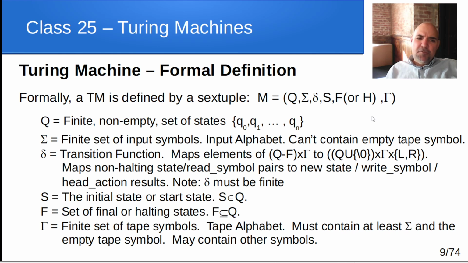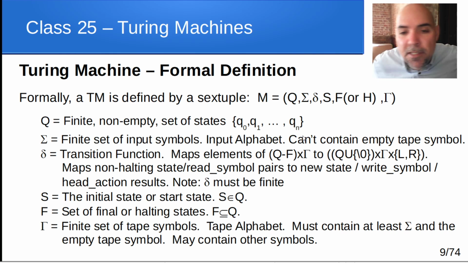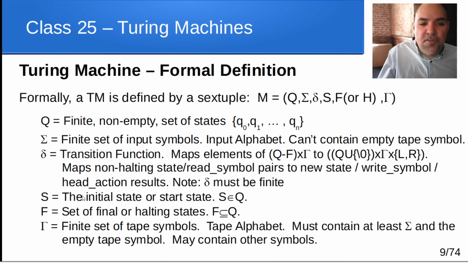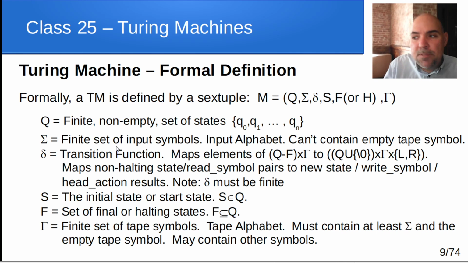All right, so let's focus on that transition function and what makes it different. Well, first off, let's just go through these. Q is a finite non-empty set of states, just like it was for DFAs and NFAs and push-down automata. Sigma is a finite set of input symbols. That's our input alphabet. The only rule about that is that it has to be finite, and those input symbols cannot contain the empty tape symbol. So the empty tape symbol has to be completely distinct. It's like a special symbol that can't be part of the input alphabet.